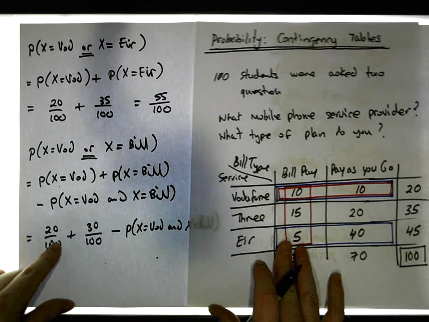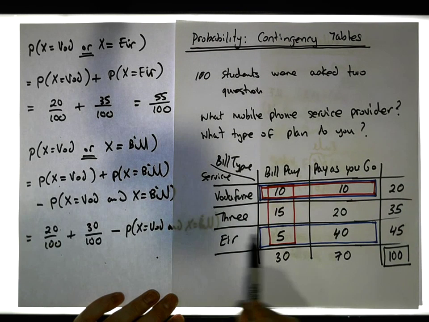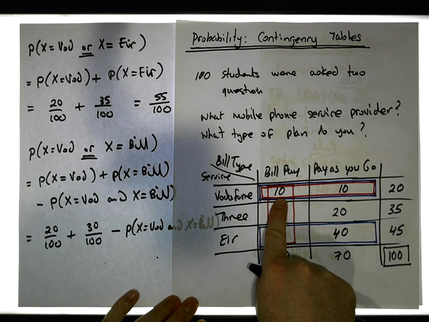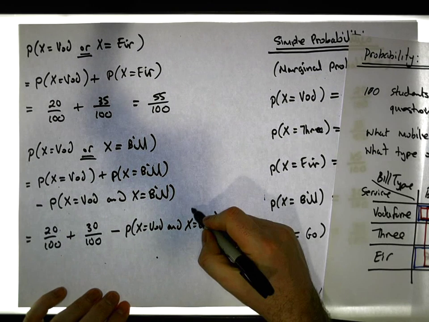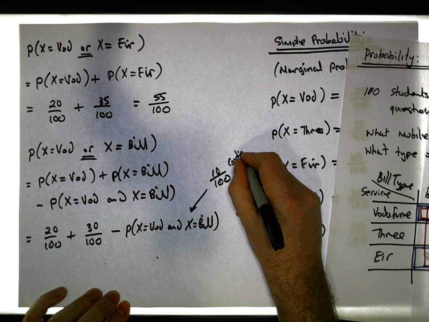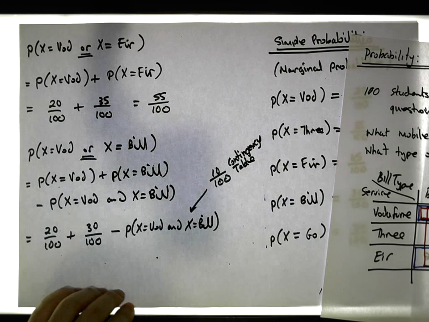By directly going to the contingency table, Vodafone and bill pay is where these two columns intersect, which is right here, which would be 10 chances out of 100. So let's keep in mind that that's 10 chances out of 100 from the contingency table. But there is another way to do it.